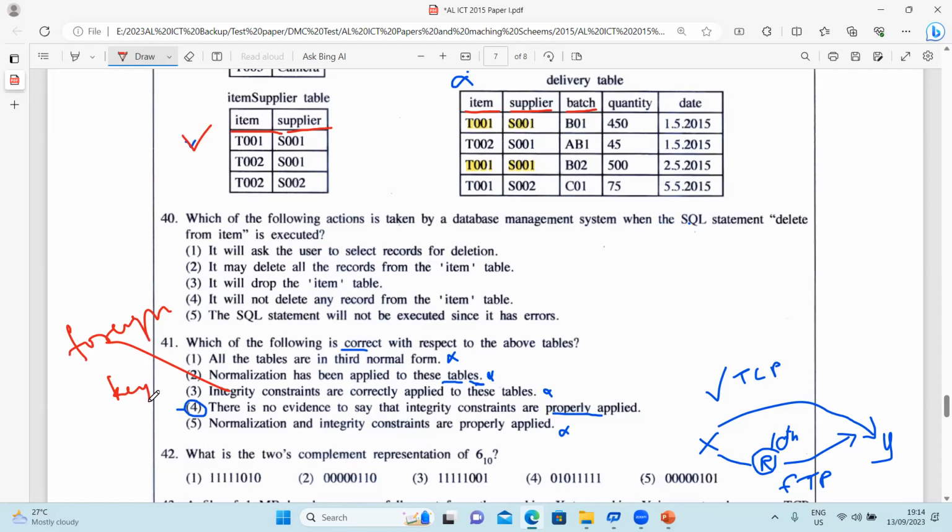The normalization and integrity constraints are properly applied. That's wrong. Fourth one: there is no evidence to say that integrity constraints are properly applied. That's the correct one. They are not showing that the foreign keys are properly applied. Therefore, the answer should be the fourth one. That's all for the 2015 databases. Okay.